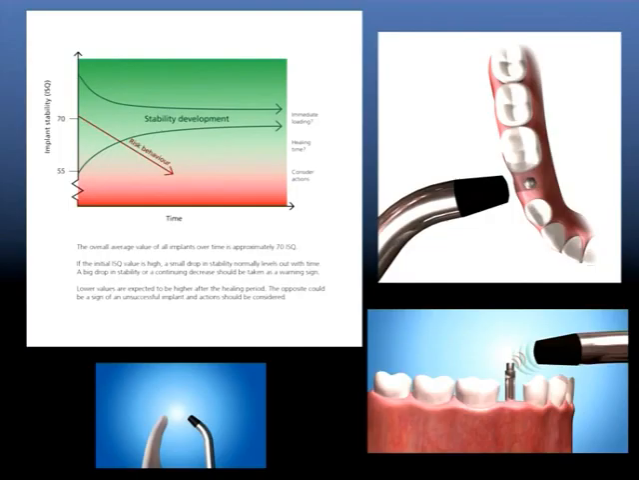And we would like to see either the stability to be maintained or the stability to increase. But what we don't want to see is the red line, which suggests that we have an adverse risk behavior where we're going to actually lose the implant.